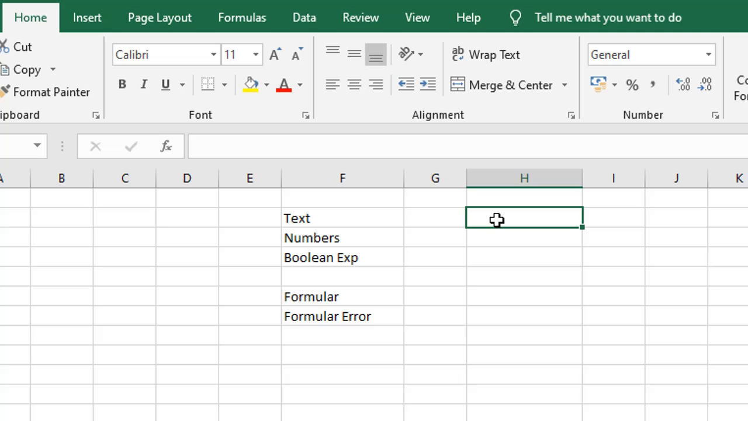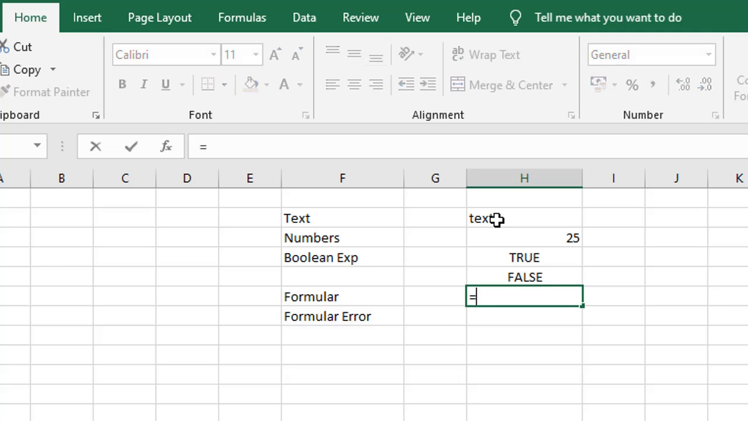If you want to identify the data in a cell: if you type any text, it goes to the left side of the cell, and if you type any number, it goes to the right side of the cell. If you give any boolean expression like true or false, it goes to the middle of the cell. And if you give any right formula, the result will be shown in the middle of the cell.